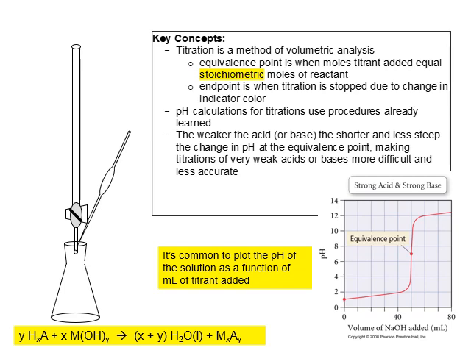pH calculations for titrations will use procedures that we've already learned. If we're dealing with a strong acid, strong base titration, we will just use stoichiometry. However, if our titration involves a weak acid or a weak base, we'll need to use equilibrium concentrations as well. When we do a titration of a weak acid or a weak base, we'll find that the shape of the pH curve changes a little bit. The weaker the acid or the base, the shorter and less steep the change in pH at the equivalence point will be, making titrations of very weak acids or bases more difficult and less accurate.